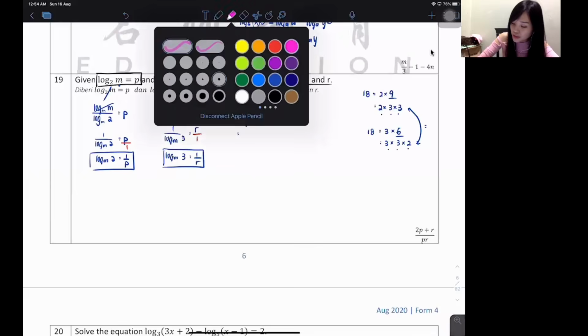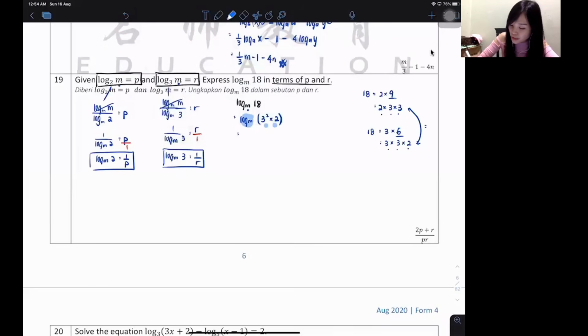Again, guys, you know it's the same thing. Do both of them share the same log? Yes. What can I do? Split them. Log M, right, 2 times 3 squared, right, in front. 2, right, at the back. Times separate, right, plus. Where can the 2 go? In front. Log M 3 is what? Here. Which is what? 1 over R. Plus log M 2 is what? Here. Which is what? 1 over P.